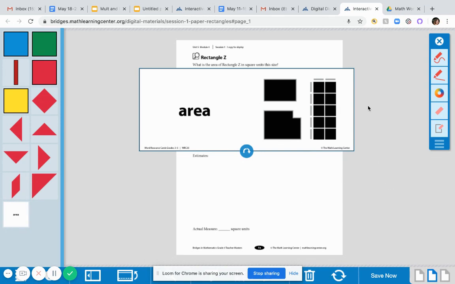I'm going to continue working with you on the review of perimeter and area. On Monday, we learned that in order to find the perimeter, we need to find out the total linear units around an object or shape.